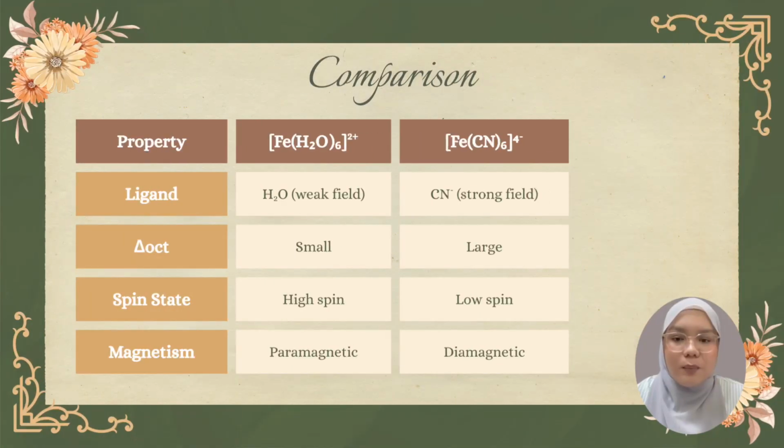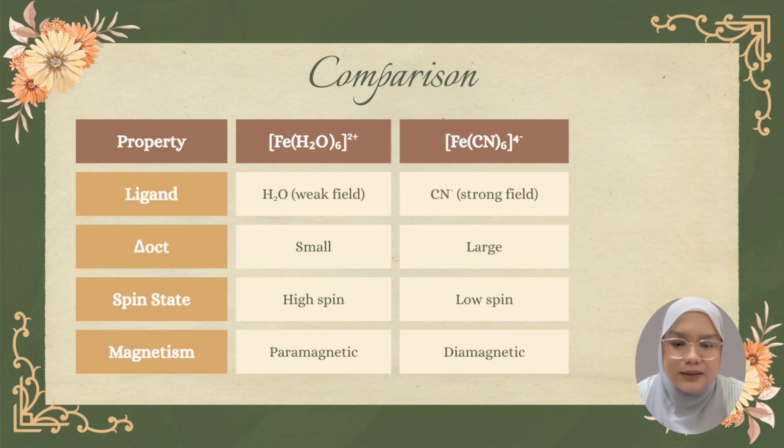I will present the comparison between the hexa-aqua iron 2 complex and the hexacyanoferrate 2 complex. From both crystal field theory and molecular orbital theory, we can see that the two complexes have very different properties because they have different ligands. Water, H2O, is a weak field ligand, so it produces a small crystal field splitting energy, which we can call delta. As a result, the electrons remain unpaired whenever possible, giving a high spin complex that is paramagnetic.